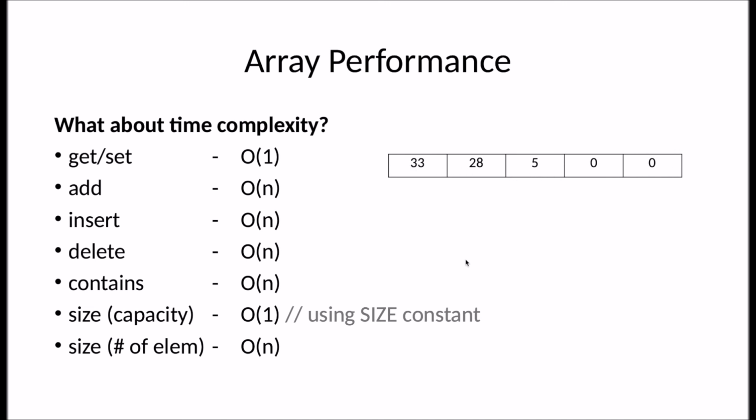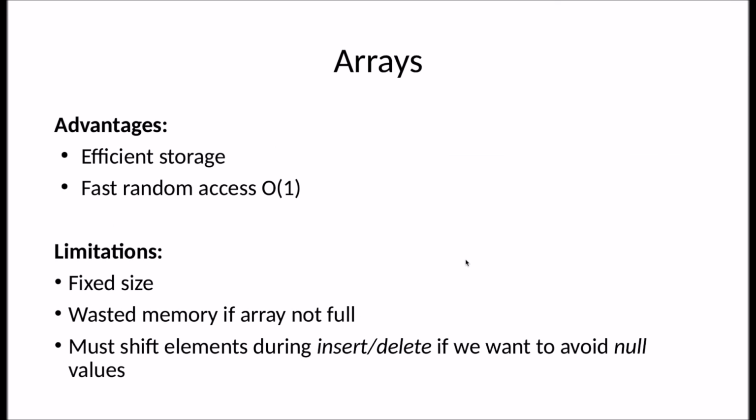To recap, what are the advantages? There's very efficient storage for an array. We get fast random access using the index as an offset, but there are also limitations. We have a fixed size. The array cannot be resized after it's been initialized.